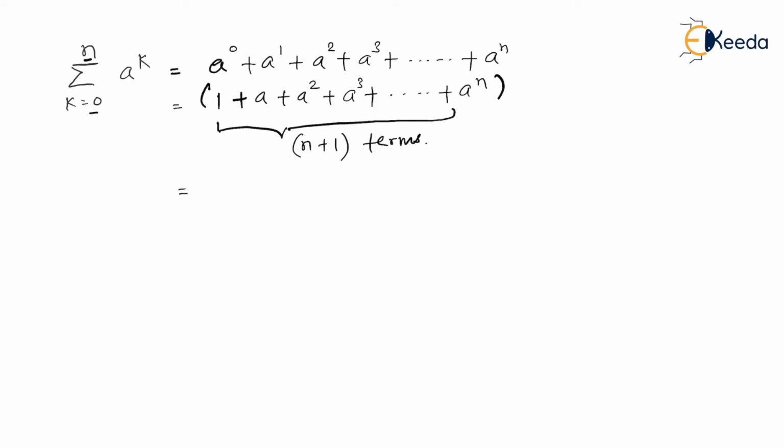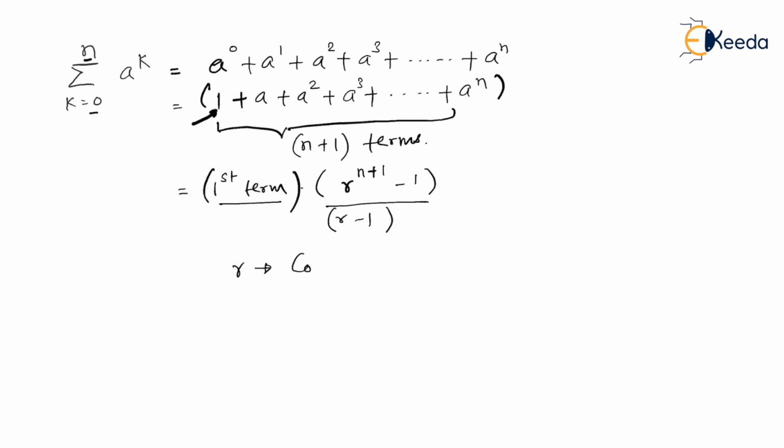Now for this, we have a small formula, and that formula is like this. So this can be written as the first term in the GP series multiplied by r to the power n plus 1 minus 1, whole divided by r minus 1. So if you see in this GP series, when we expanded it, as you can see, we have this as the first term, which is 1. Now let us understand what is meant by r. r is called the common ratio.